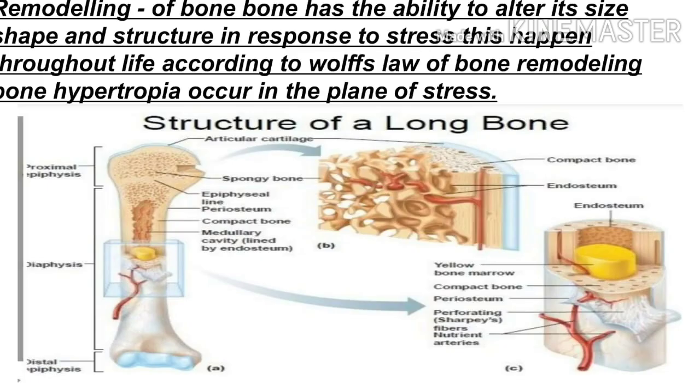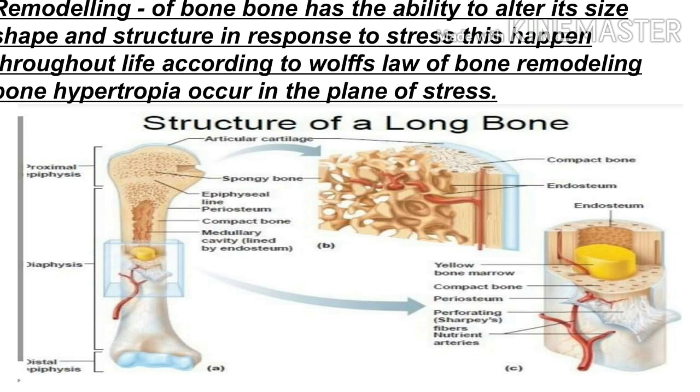Now remodeling. Bone has the ability to alter its size, shape and structure in response to stress, and this can happen throughout life. According to Wolff's law of bone remodeling, bone hypertrophy occurs in the plane of stress. You can look at the picture here. It is epiphysis, diaphysis, and the lower end is epiphysis, and the bones fuse with each other, and we don't have metaphysis here.